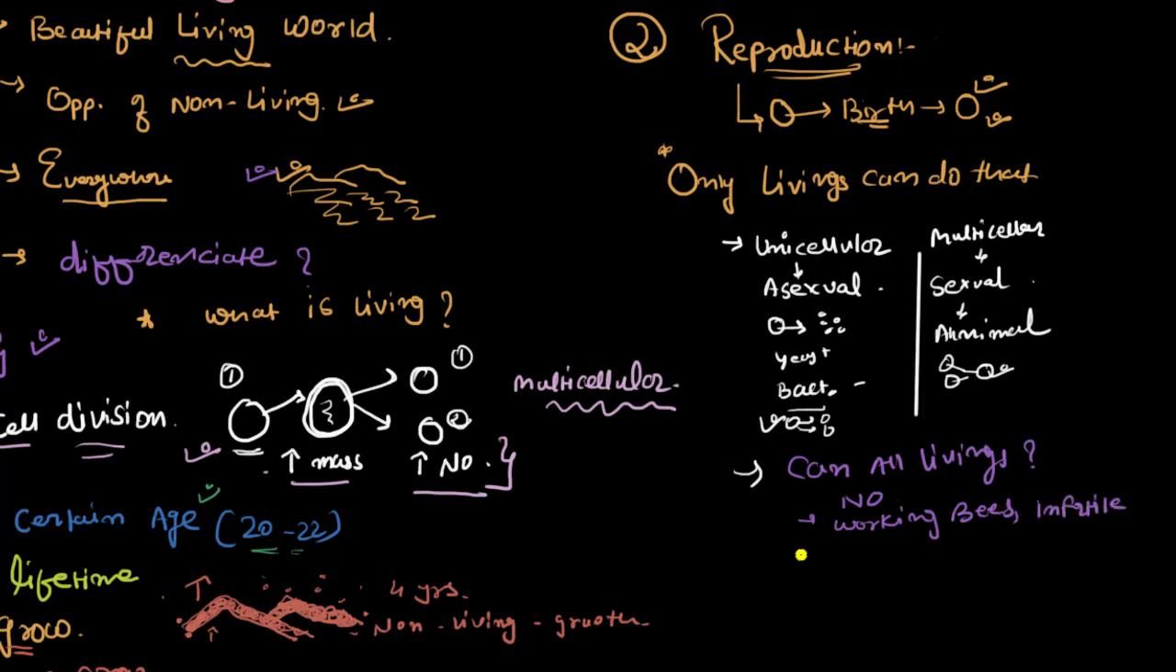Now what are infertile humans? You may have seen that some couples are not able to produce a progeny. They are not able to give birth to a child. But are they non-living? No, we can see them. They are breathing, they are walking, they are doing all the other things which living things can do, even these bees also. So you cannot say that because they are not reproducing, they are non-living. It is not necessary that all living things are going to do that. So reproduction can only be a good characteristic to differentiate between living and non-living, but not a defining property, because only livings can do that, yes, but not all livings can do that.